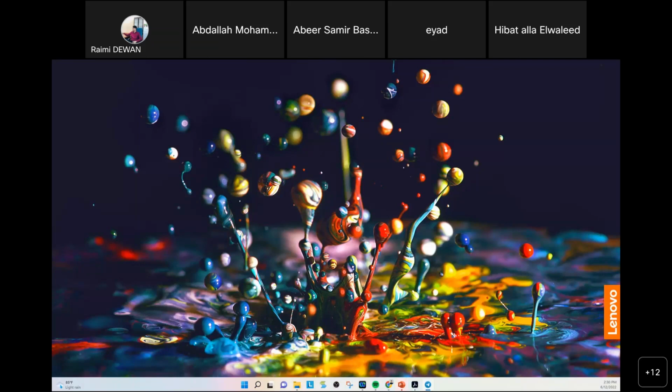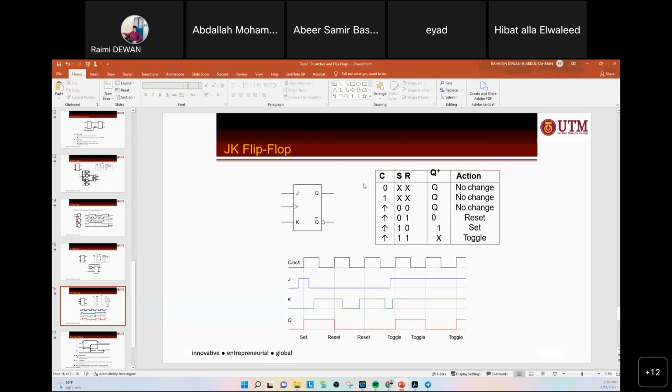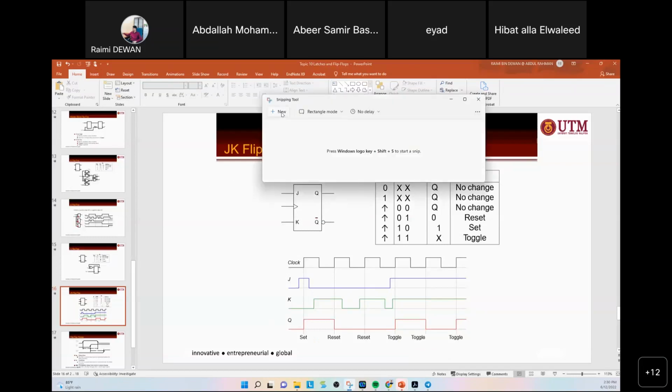I don't know why I cannot view the Telegram. I'm not sure. Okay, sorry for that, but it's okay. I don't know what is happening. Okay, so JK flip-flop. Let me screenshot first.